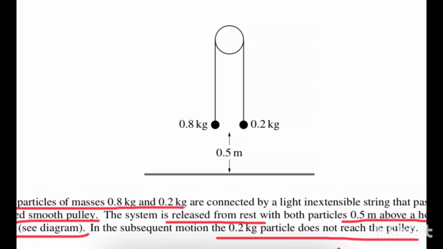So we are given these two particles, and let's resolve the weight first. This is 0.8 kg, so that means that it will move downwards. There will be a downward force of 8 N, and this will be 2 N. So we know that 8 is greater than 2. What that means is that this 0.8 kg particle will move downwards while this 0.2 kg particle will move upwards.